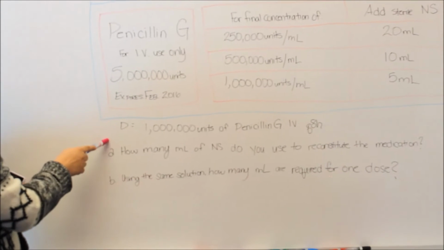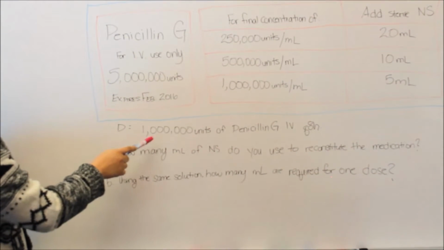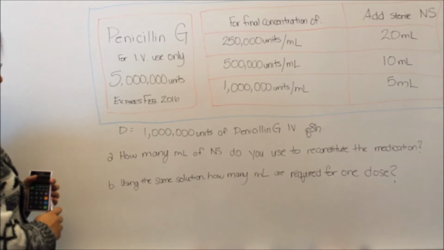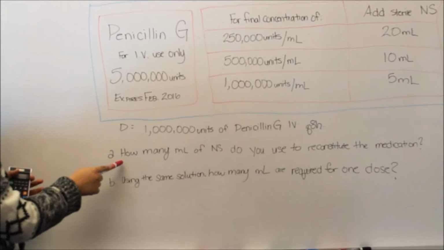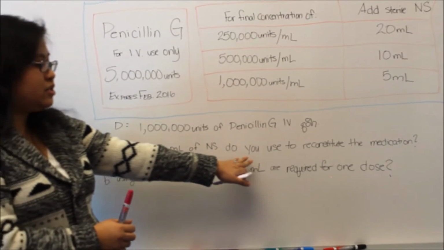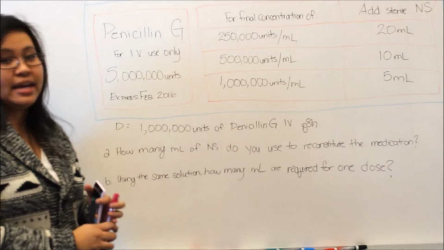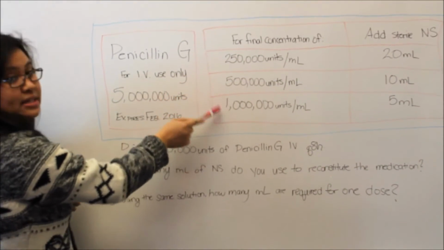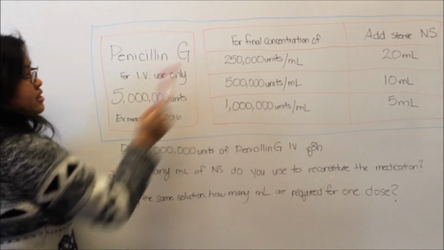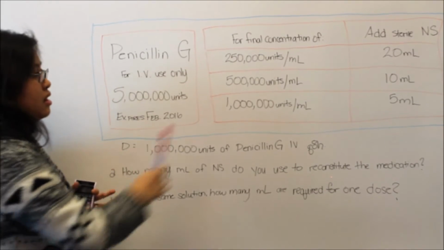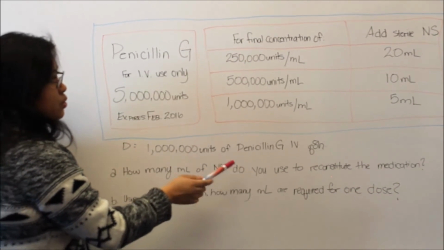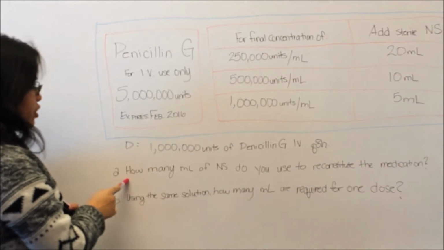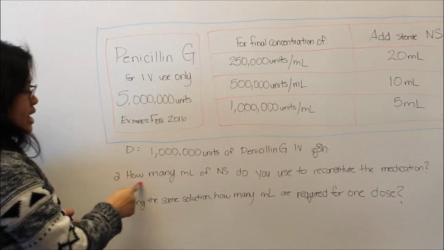And we're going to see that the doctor's order here is 1 million units of penicillin G IV piggyback every 8 hours. First question, how many mLs of normal saline do you use to reconstitute the medication? This is your choice because it gives you choices. If you decide to use 250,000 units per ml, you're going to reconstitute with 20 mLs of normal saline. So your answer here would be 20 mLs.